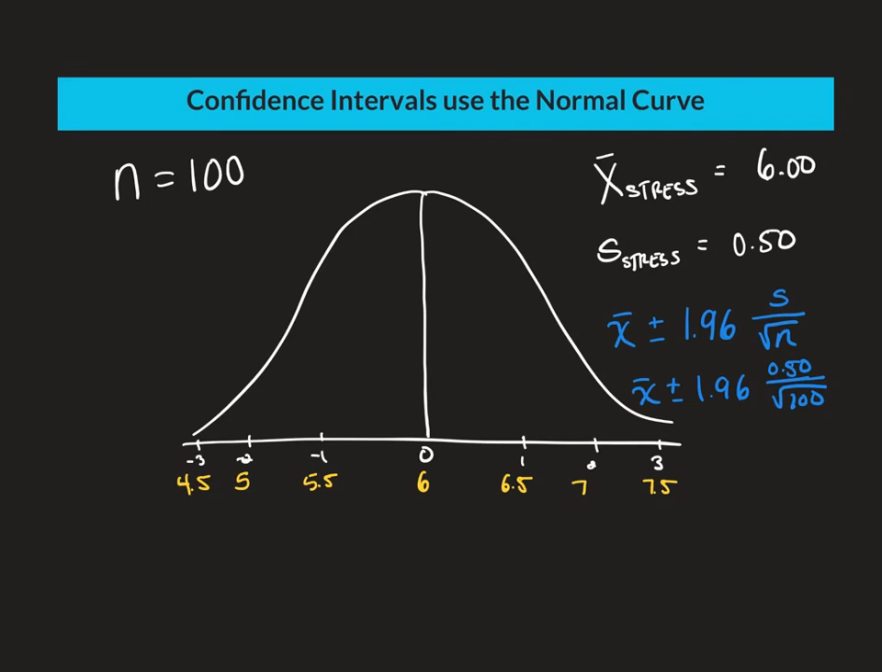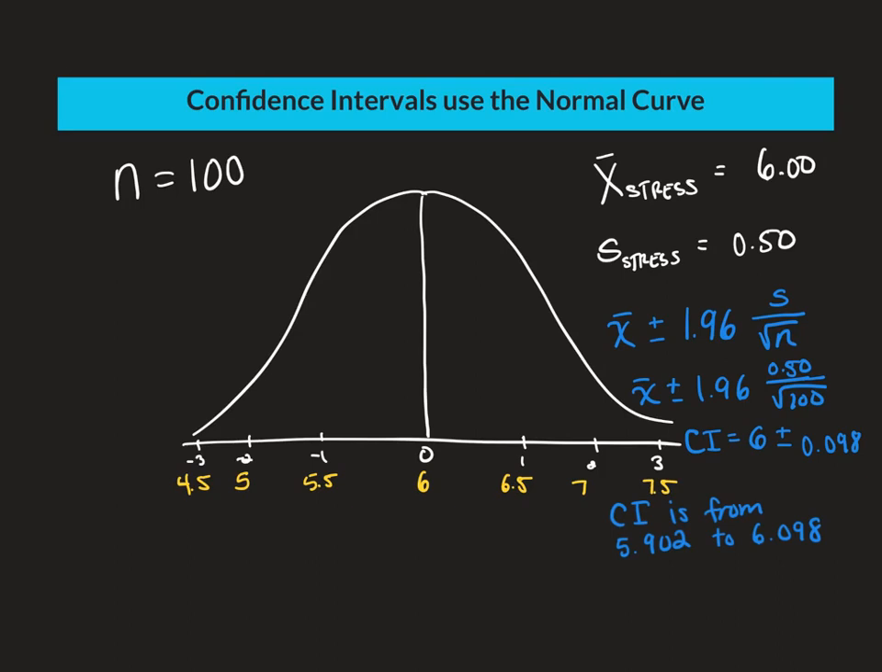When we do so, we get that our confidence interval will be equal to the mean plus 1.96 times 0.5 divided by the root of 100, to the mean minus 1.96 times 0.50 divided by the root of 100. Therefore, our confidence interval ranges from 5.902 to 6.098. Therefore, we believe that the true population mean is somewhere between 5.902 and 6.098.